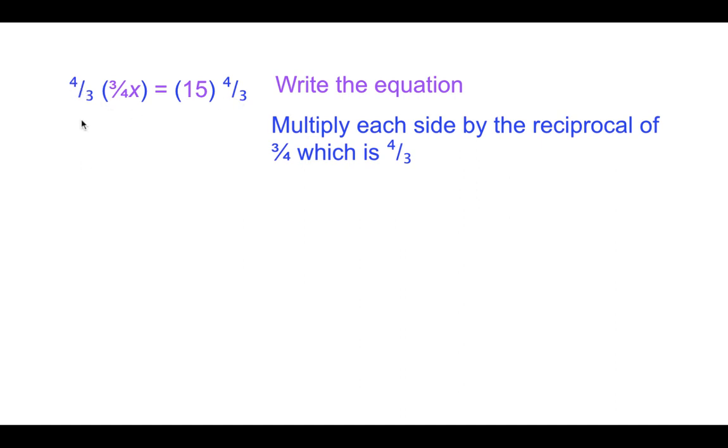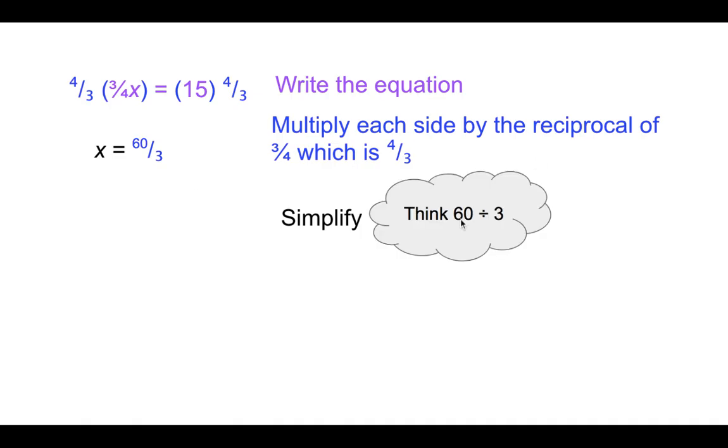Remember, anything multiplied by its reciprocal is 1. So 4/3 multiplied by 3/4 is 1x. So I end up with 15 multiplied by 4 is 60, over 3. So I have 60/3. And again, when we simplify this, remember I want you to think of what is 60 divided by 3, and that answer would be 20.